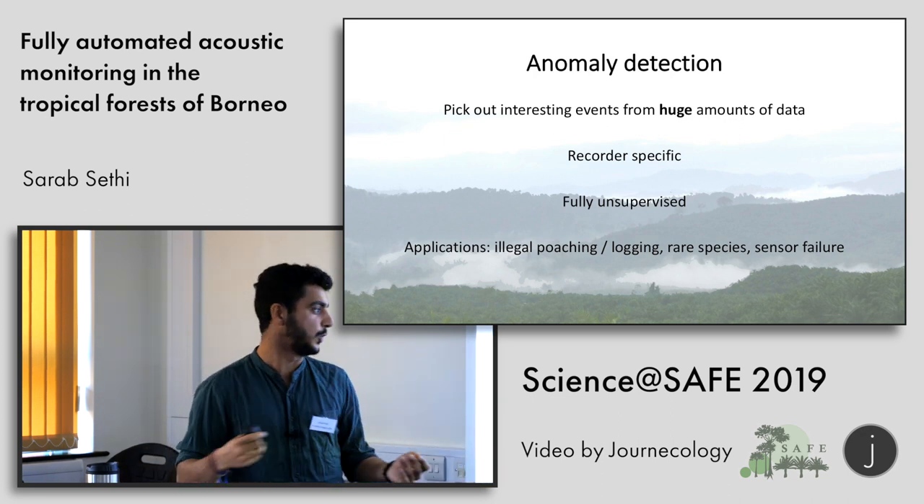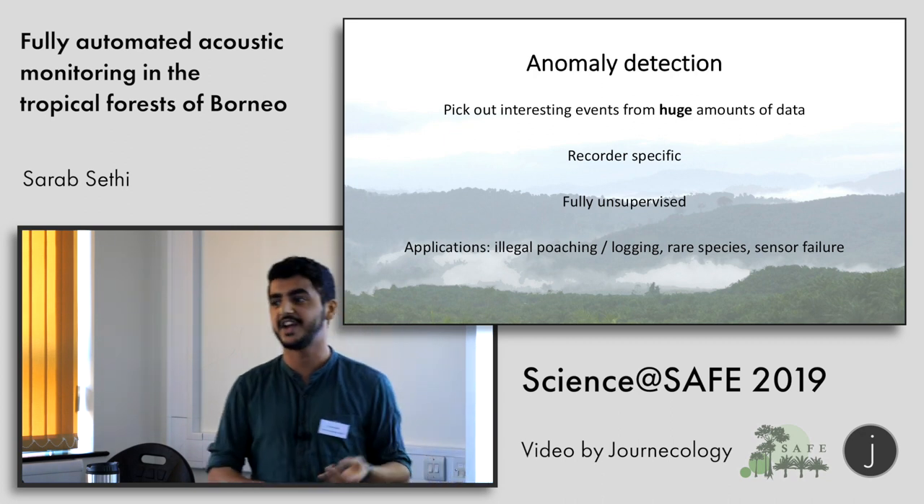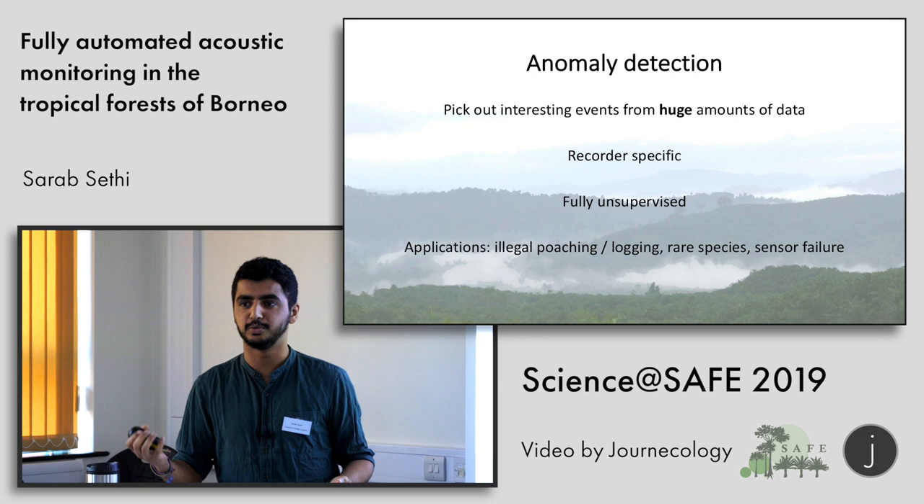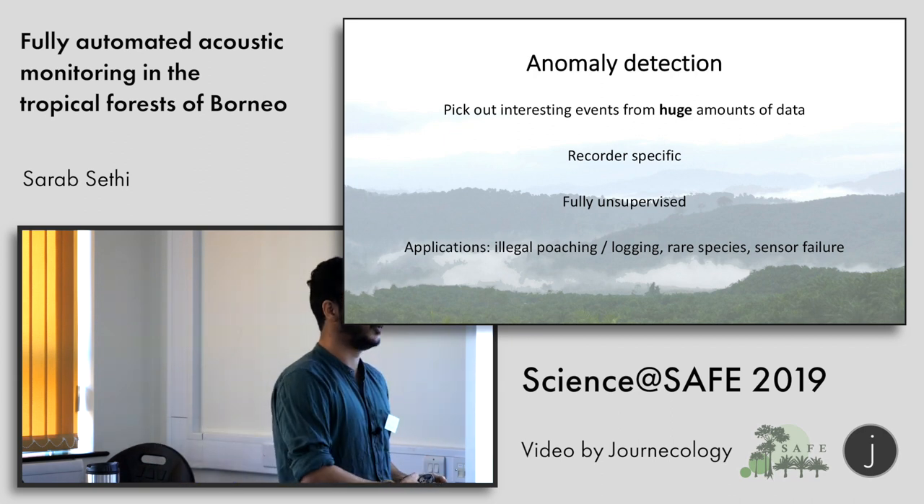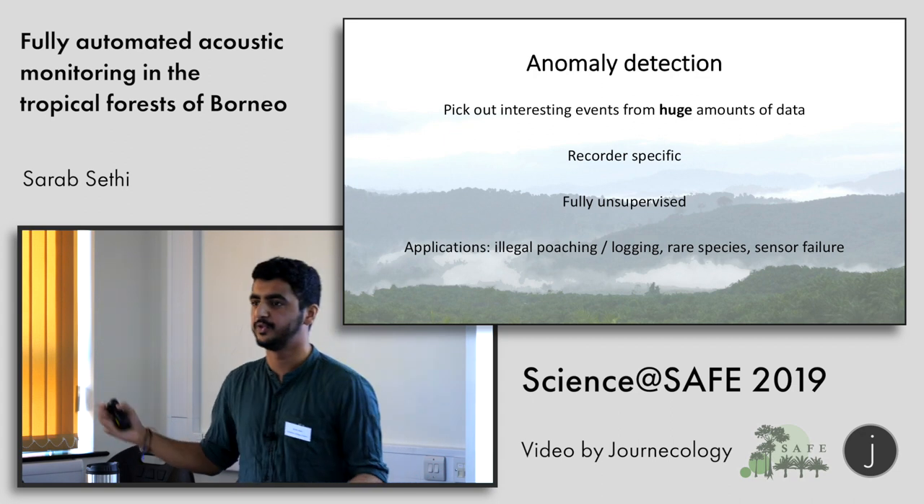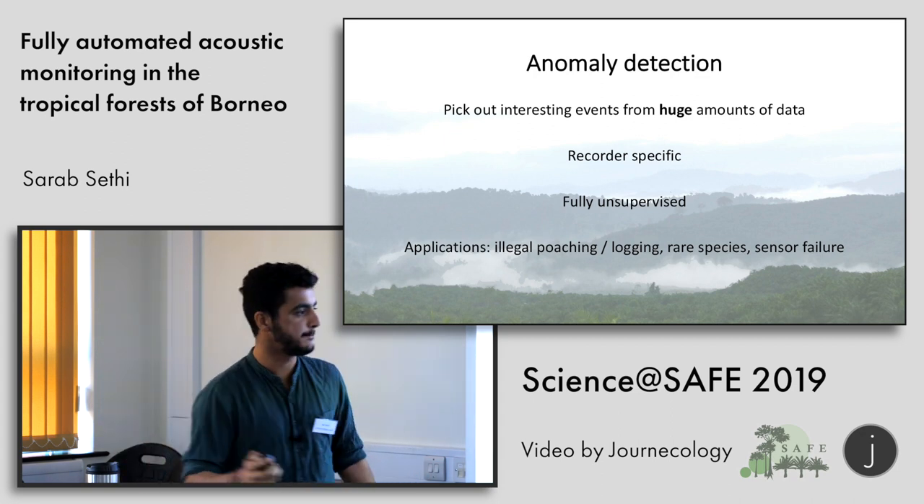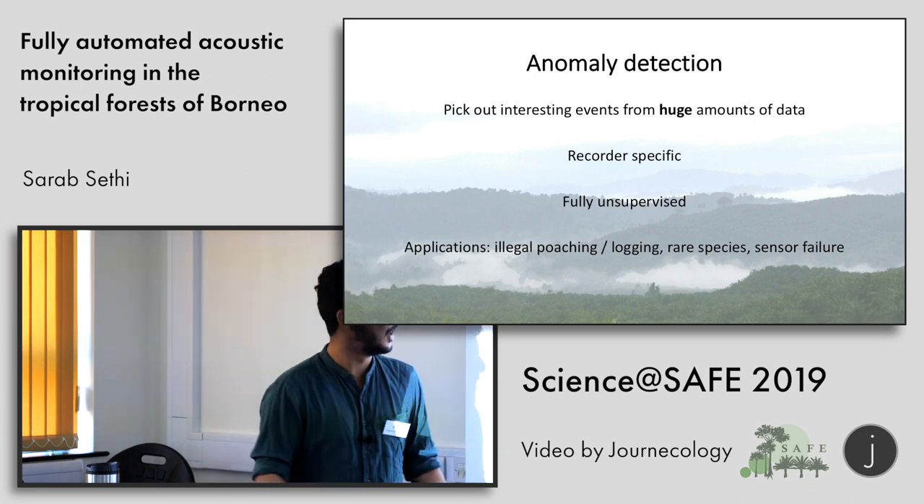And actually, the cool applications for ecology are illegal poaching and logging detection. The chainsaw doesn't sound like anything you normally hear in a forest. But also rare species. If you've never had an elephant in this site before and you hear an elephant, you want to flag that up to someone who's listening on the other side, or just a sensor failure.